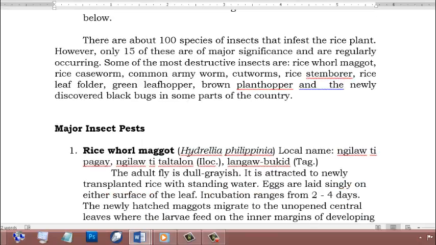We go now to the major insect pests of rice. Now, number one is the rice hull maggot. They call it ngilaw tipagay or ngilaw titaltalon in Ilocano and langaw bukid in Tagalog. The adult fly is dull grayish. It is attracted to newly transplanted rice with standing water.